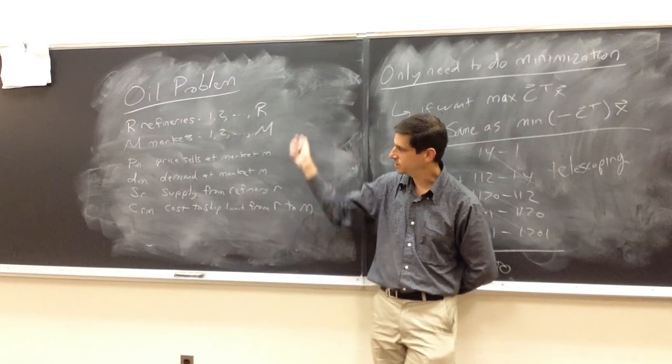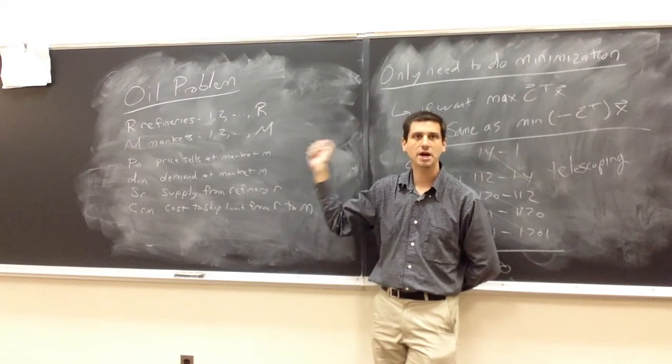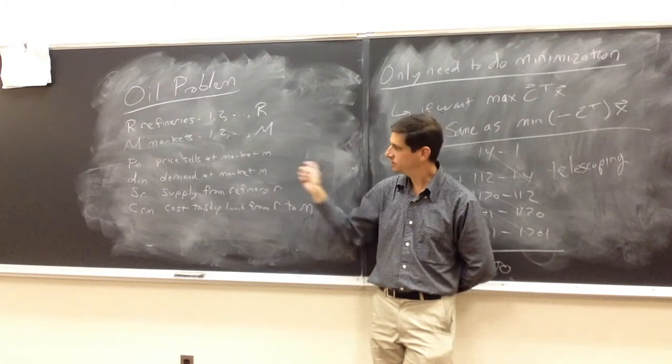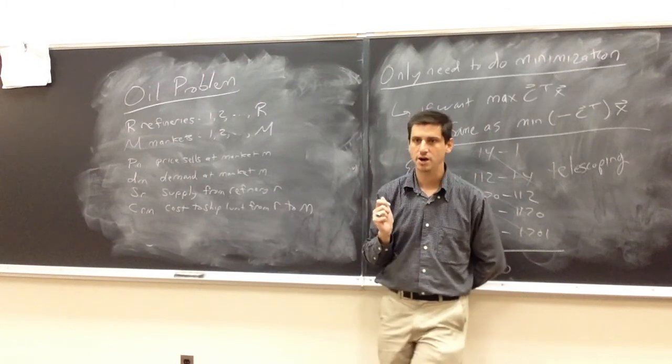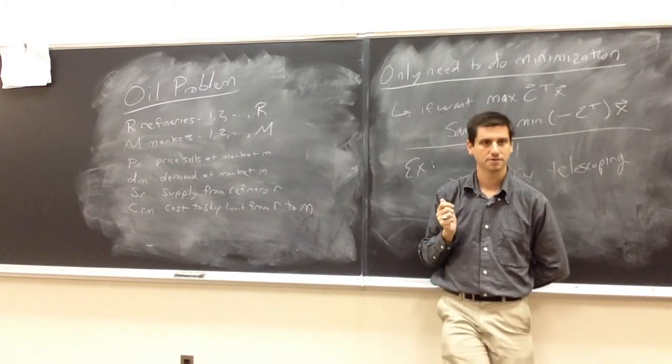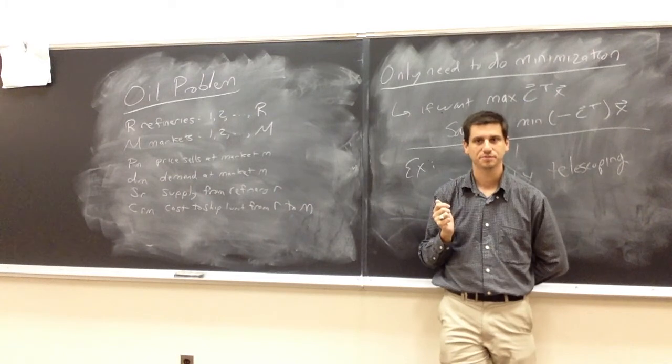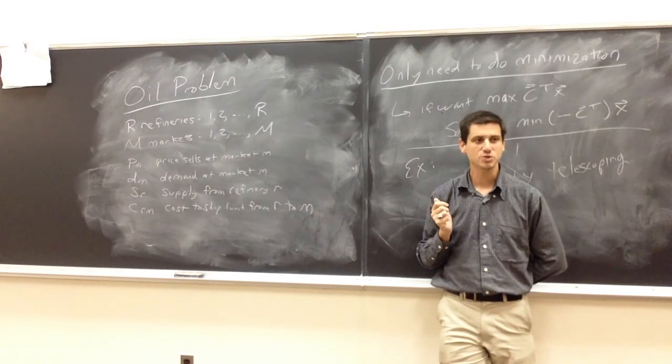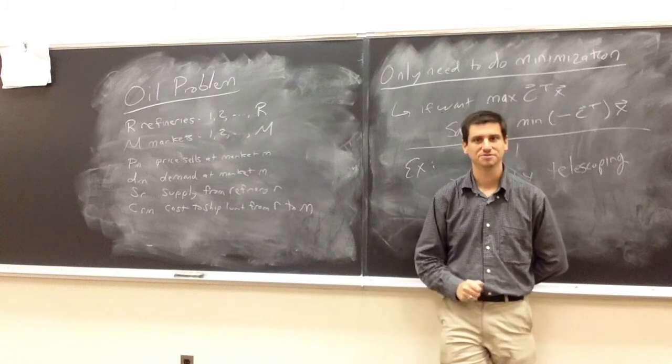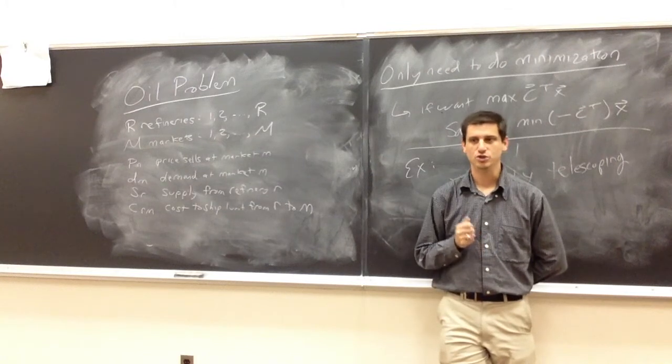there are some issues here. In a pure math class, it's fine. So we have DM, the demand at market M. How do we know the demand? One thing is we take it as given and say, oh, this is the demand. Do you think we can accurately estimate the demand?